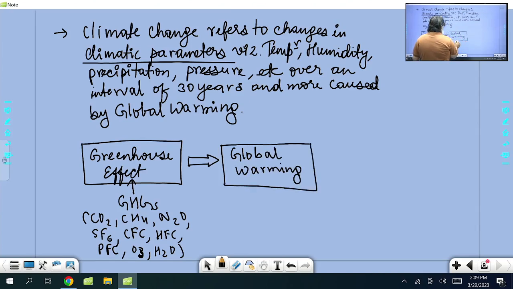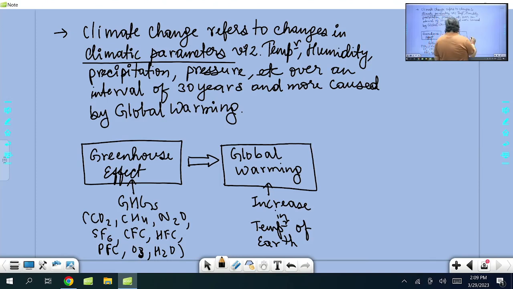That is the increase in temperature of the earth. And because of the change in temperature, it affects wind, pressure, rainfall, all the things there. So this is what causes the problem with respect to what we call climate change.